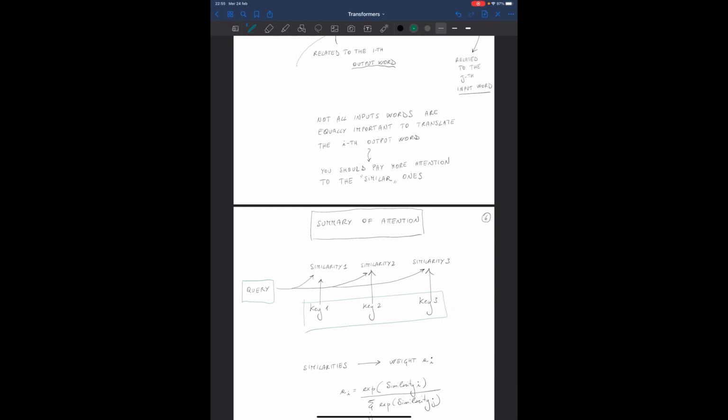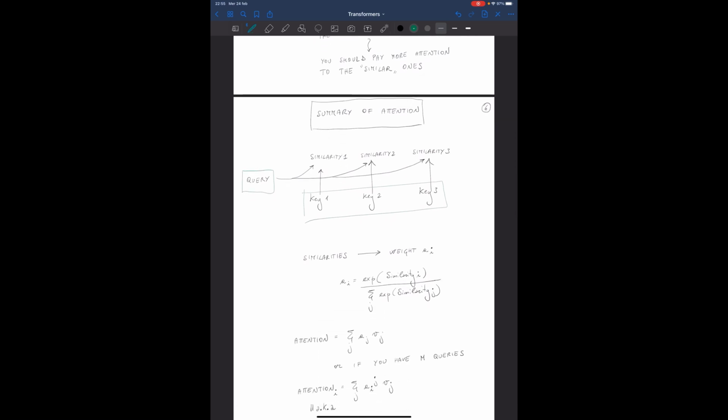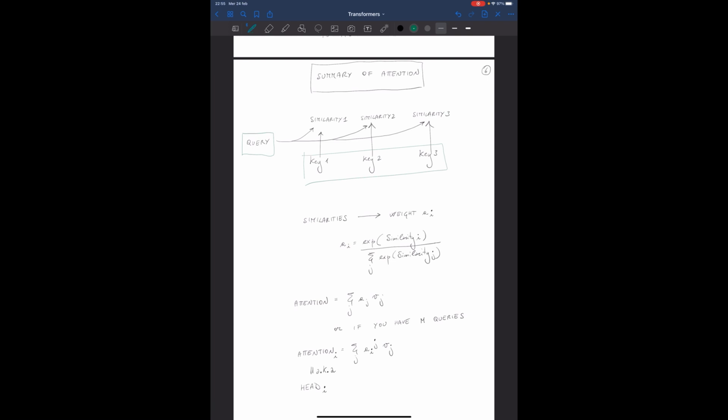Given the similarities, we can compute the weights a_i as the softmax of the similarities that we just computed. Finally, the attention is the weighted sum of all the values weighted by this a_i that we just computed. Or if you have m queries, as in the example I did before, where we have m target words in the translated version, you have several queries, and then the attention becomes a function of i. So you can write attention of i, and we have this nice formula that I discussed before. If you have a dependence of the attention on i, you can also call it a_i. It's the same thing.